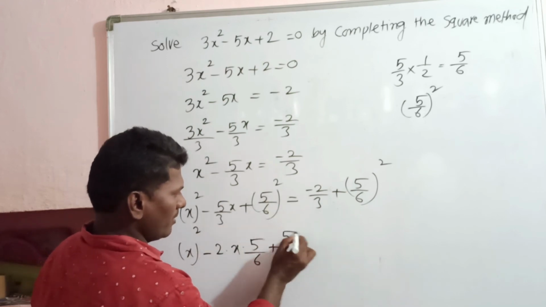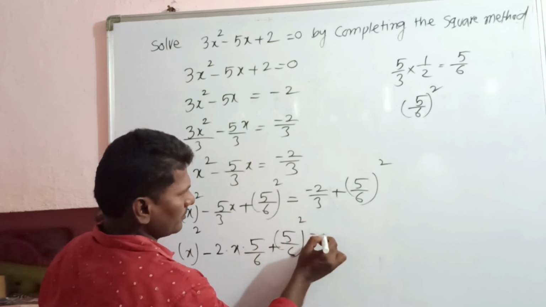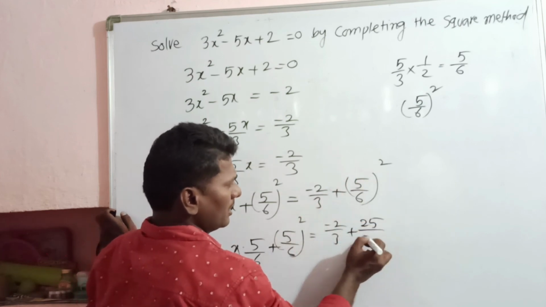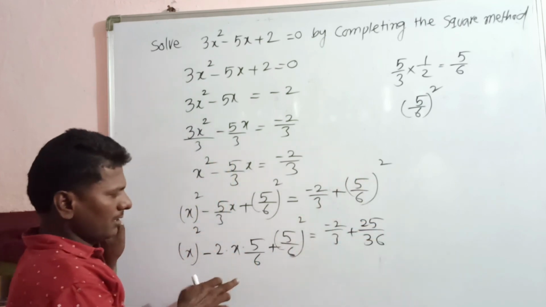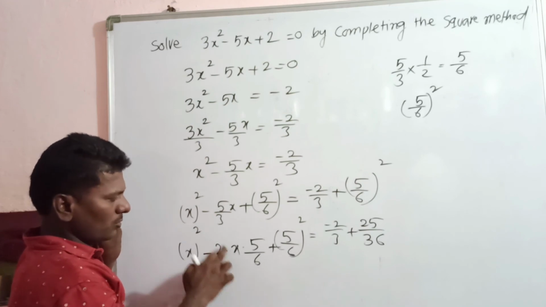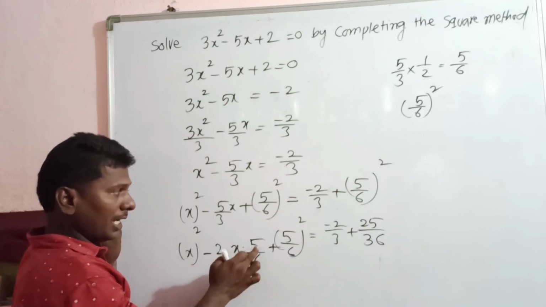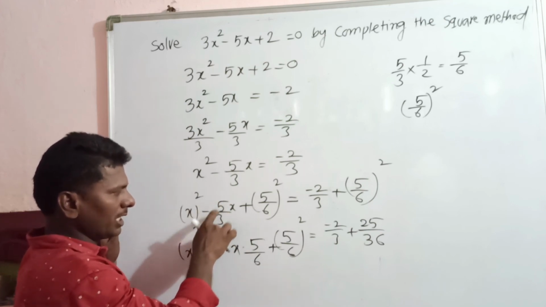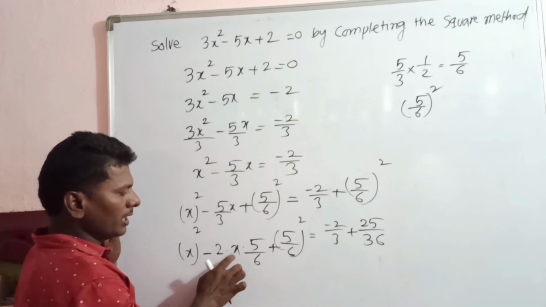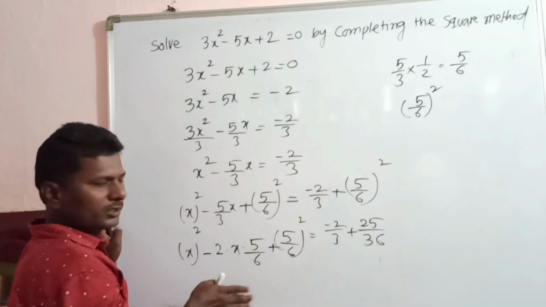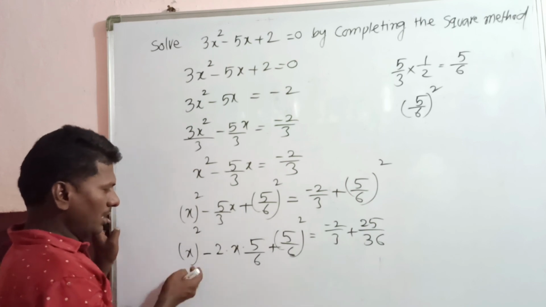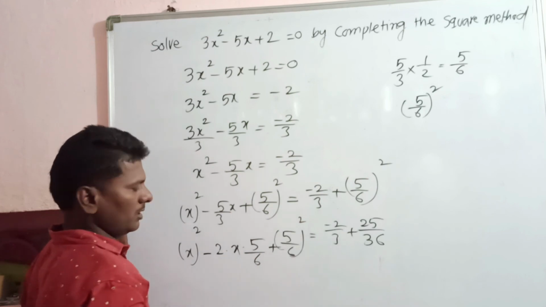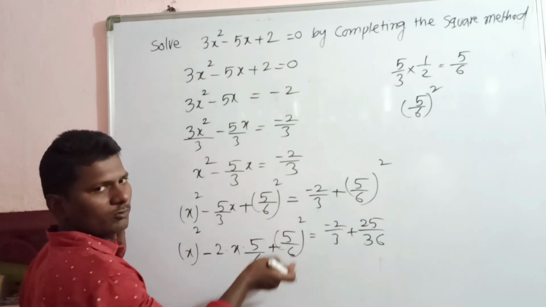Plus 5 by 6 whole square, that is minus 2 by 3 plus 5 fives are 25, 6 sixes are 36. Here by cancelling these two terms, 2 times 1 is 2, 2 times 3 is 6, again I get 5x by 3 only. I just wrote this minus 5 by 3 x in 2ab form. There is no change by writing like this. Now this is in a² minus 2ab plus b² form, so I can write (a minus b) whole square.